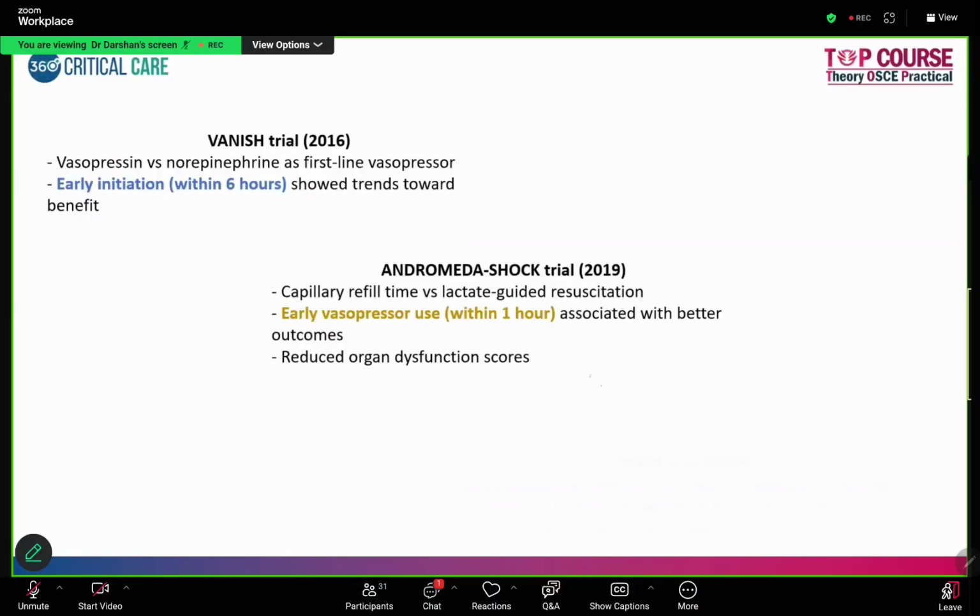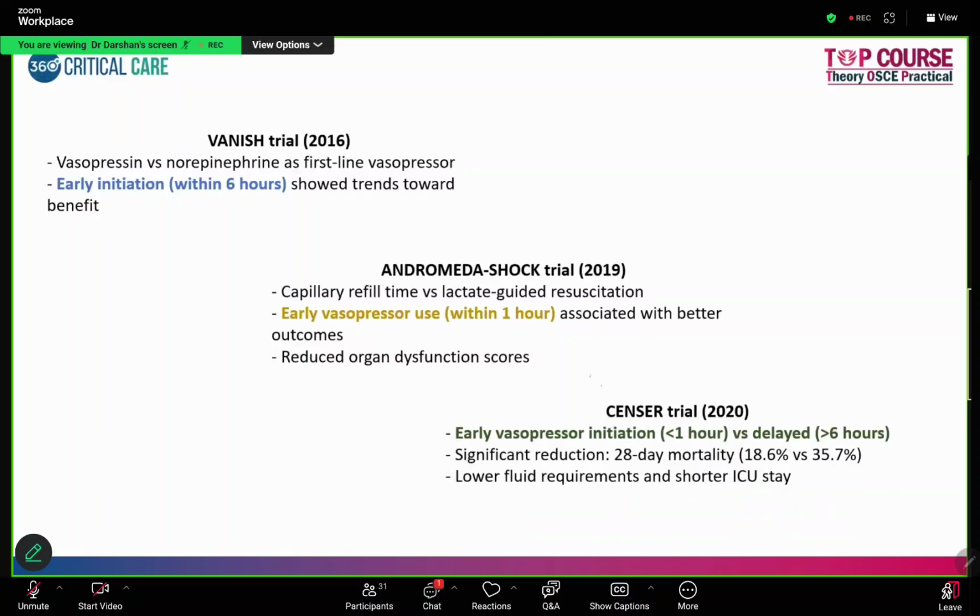This is actually based on a lot of trials. Remember the VANISH trial? It didn't focus on this, but that is what they actually found out. Early initiation within 6 hours showed a trend towards benefit. This cannot be taken as the primary objective, but it was an observation in the VANISH trial. Similar observations were made in ANDROMEDA and SENSIBLE as well. The best way is to start it within 1 hour if feasible. But obviously, we are still following the SSC guidelines, up to 3 hours.